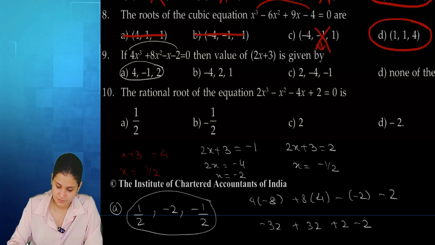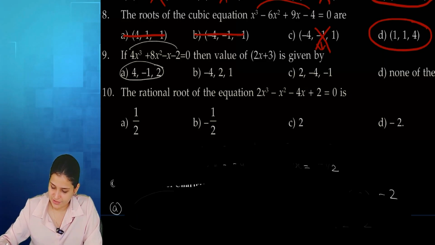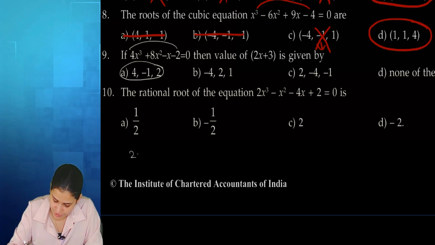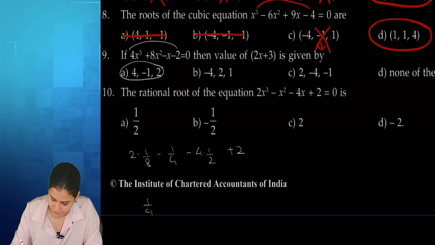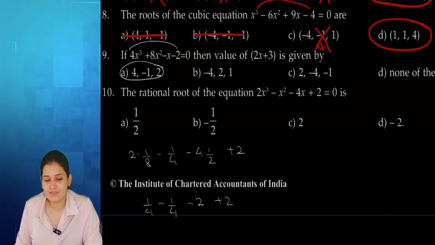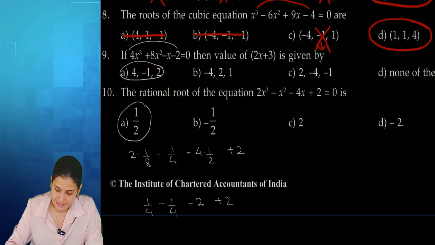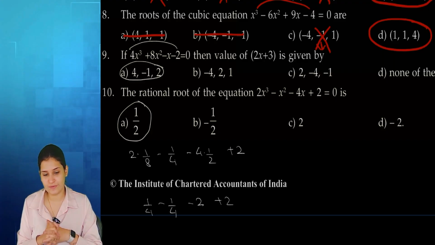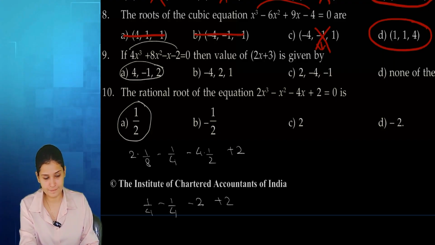Yes, ma'am. Now, number 10 is trial and error straight. If I put 1 by 2, 1 by 4 minus 1 by 4 minus 2 plus 2. Option A itself gives me 0. Lucky us. So that means A is the correct answer. Yes, ma'am. So A is the answer for us. Is it understood to everyone? Yes, ma'am.